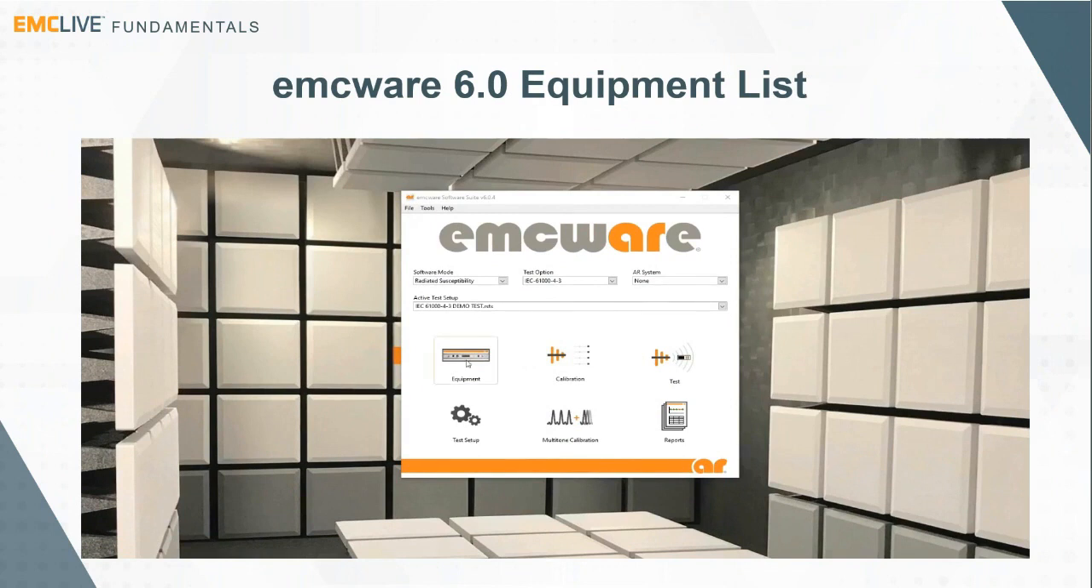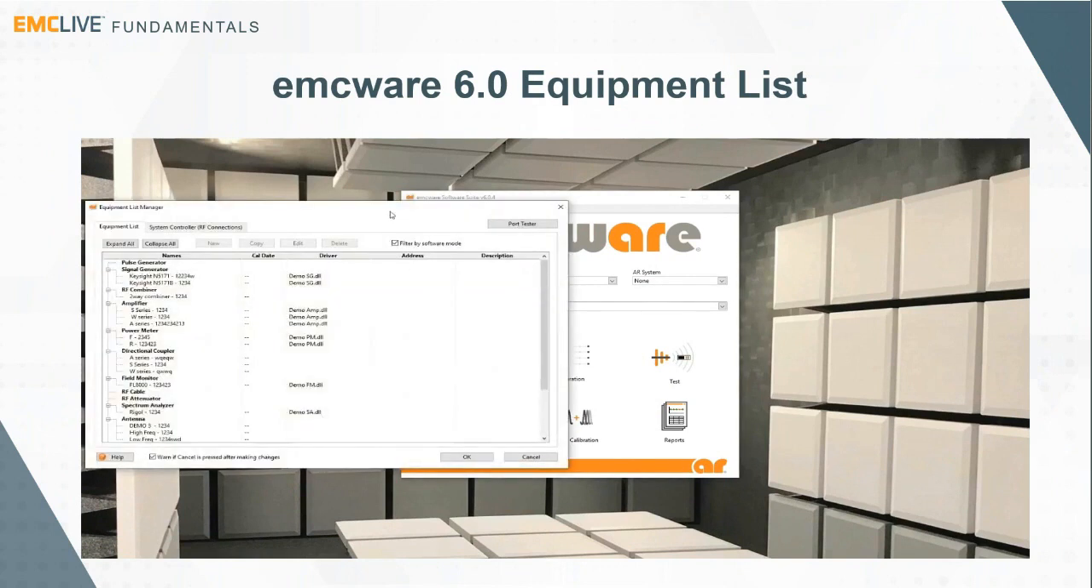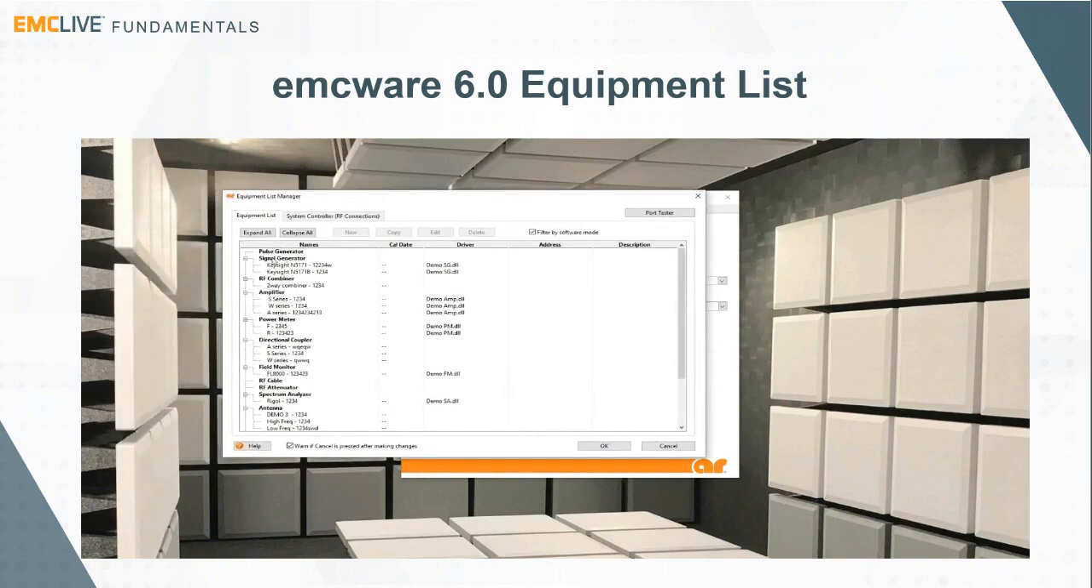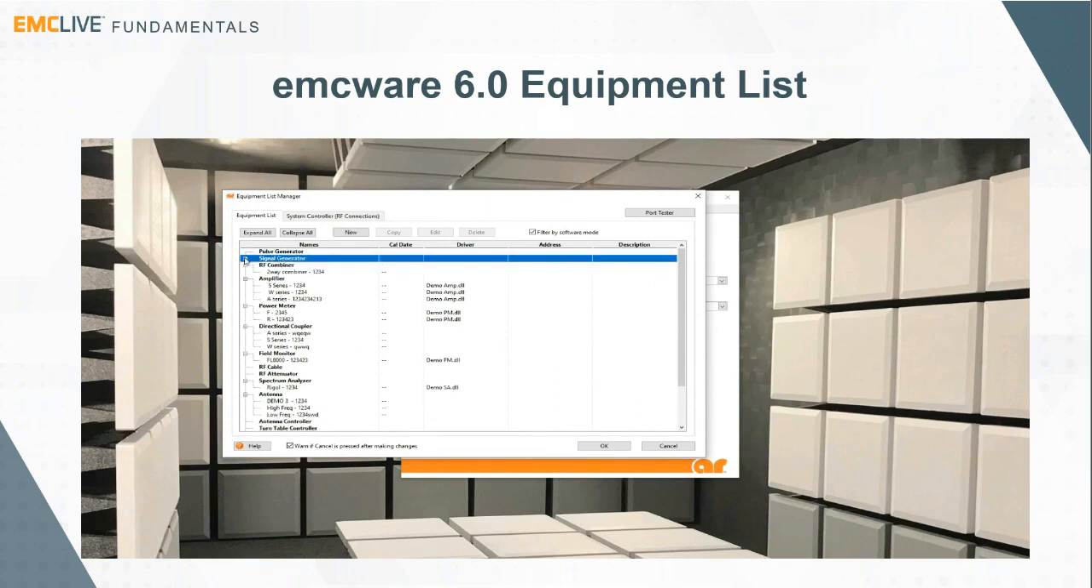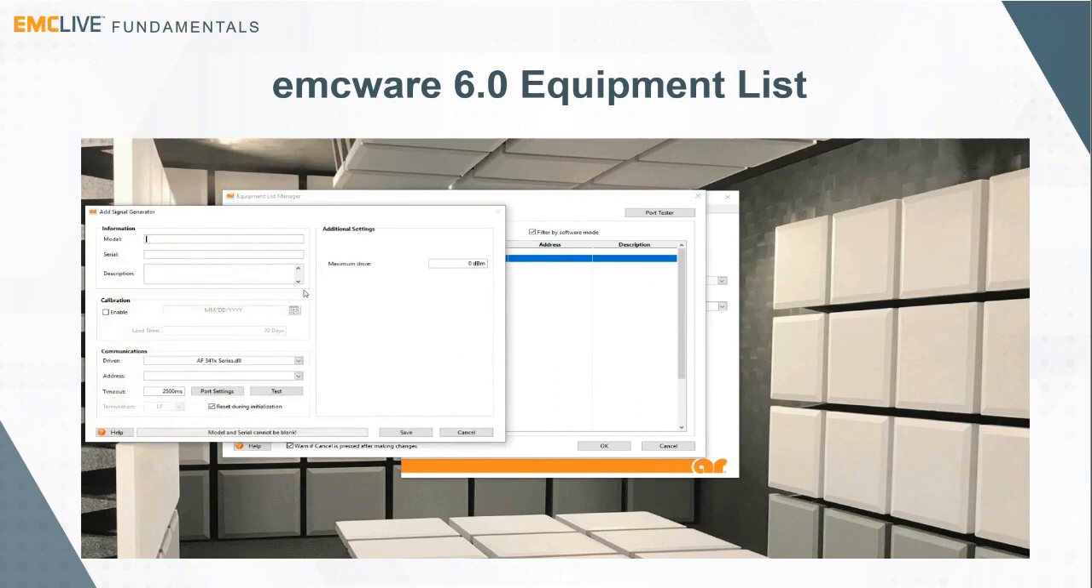The equipment list icon is where you can store all the equipment you have in your test setup. I've pre-populated with some default instruments for making radiated susceptibility measurements. All the instruments are available for you to enter: signal generators, amplifiers, antennas, and so forth. You can enter all your new equipment very easily: the model number, serial numbers, descriptions, and there's a calibration function if you want to be prompted when calibration is due. We have drivers for many instruments already loaded, both older and newer, across different manufacturers.